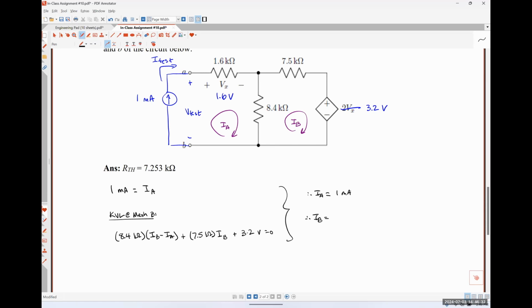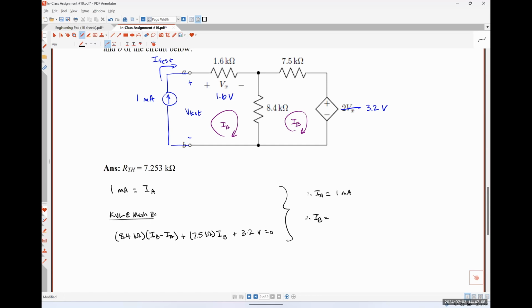I am lazy enough to just leave this as a 2x2 system and let my calculator do the work. So in my first equation, my coefficient for IA is 1. My coefficient for IB is 0, and my constant term is 0.001. In my second equation, my coefficient for IA is negative 8400. My coefficient for IB is 8400 plus 7500. And my constant term is negative 3.2 volts.